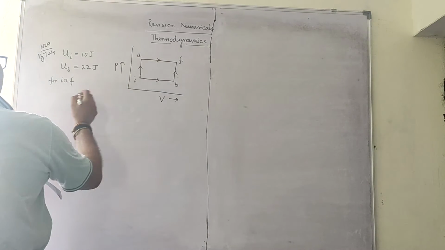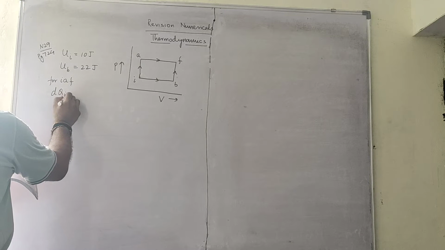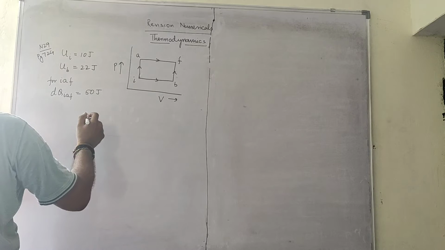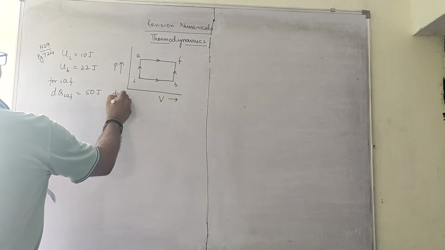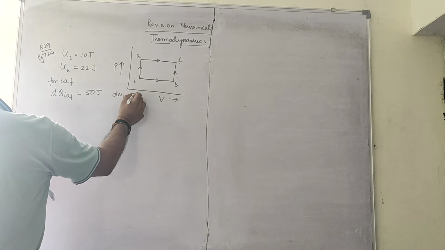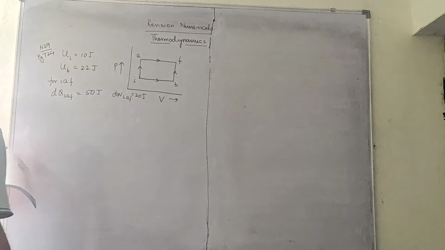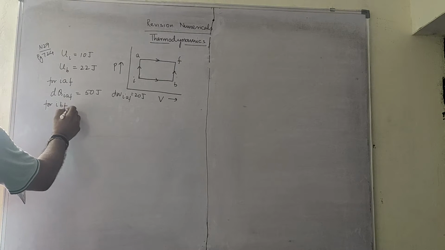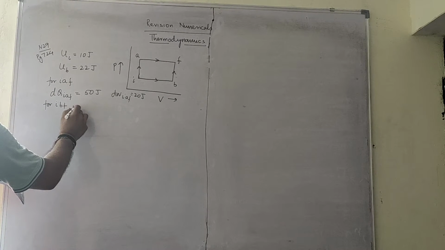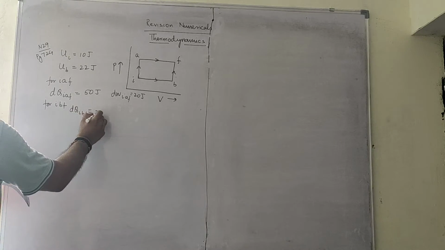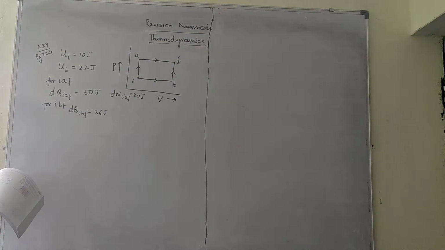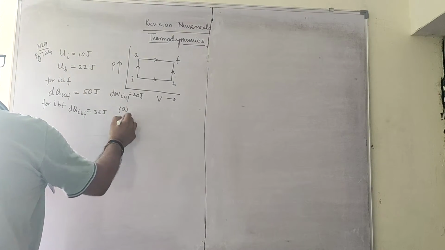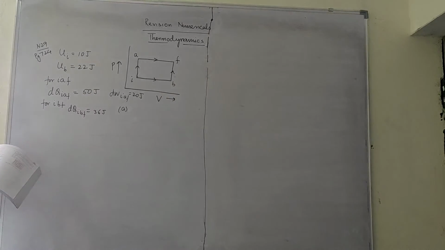For path IAF, dQ along IAF is given. That is 50 joule. dW along IAF is also given. That is 20 joule. And for path IBF, dQ along IBF is given as 36 joule. Then find the following. Now there are various parts. I am solving it first. The first part: internal energy of gas at F.